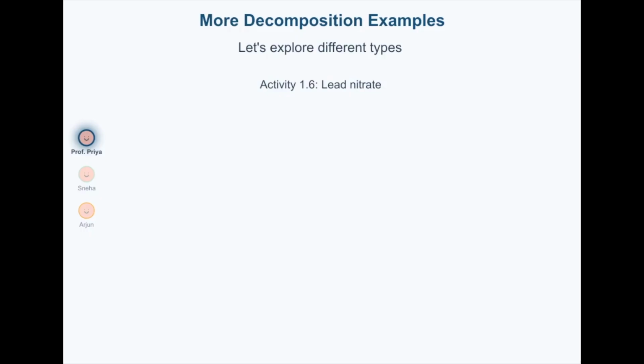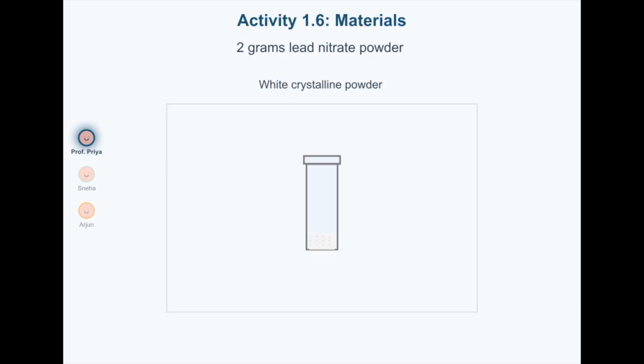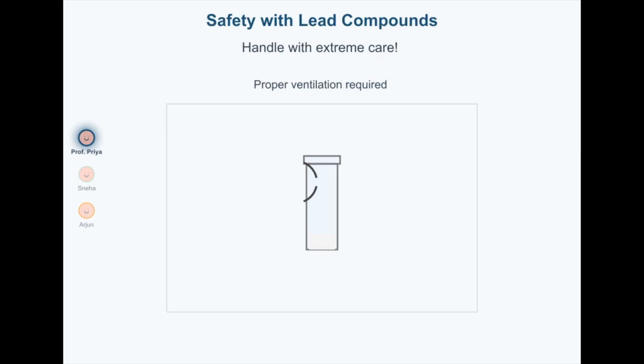Now let's explore more examples. Activity 1.6 uses lead nitrate. We will take about 2 grams of lead nitrate powder in a test tube. Notice it's a white crystalline powder. Important safety note: lead compounds are toxic, so we must handle them with extreme care and ensure proper ventilation.